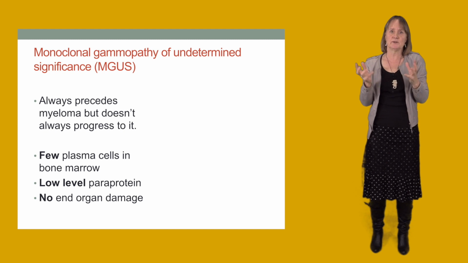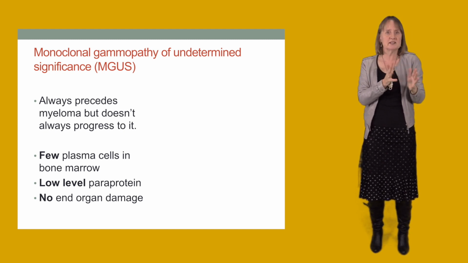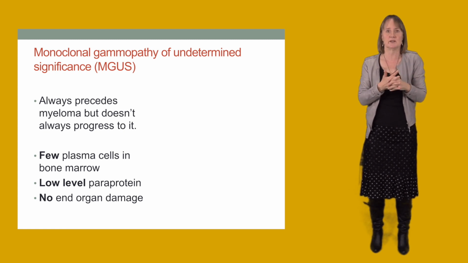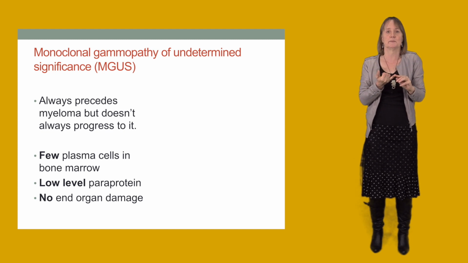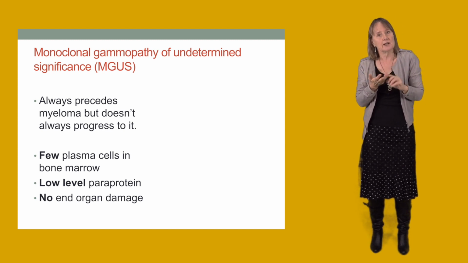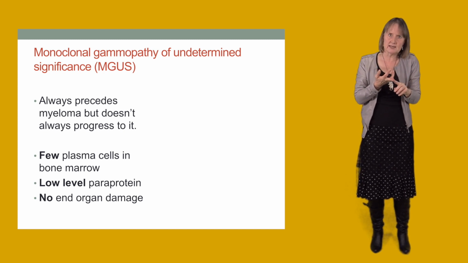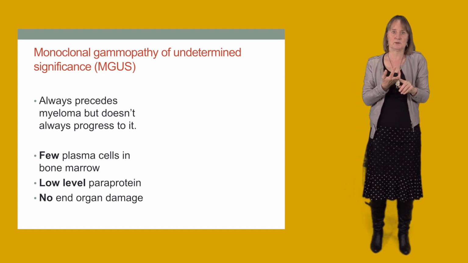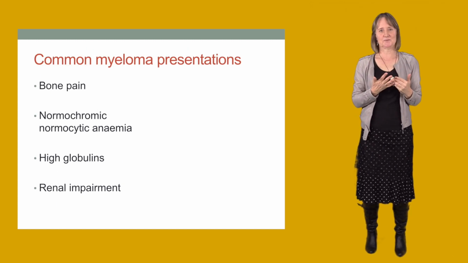So what is MGUS? MGUS is really a very scaled down version of myeloma that is not progressive or only really slowly progressive. So there is a low level of plasma cells in the bone marrow. There's a low level of a paraprotein, and there is no end organ damage from the paraprotein. So this slide deals with the common presentations of myeloma.